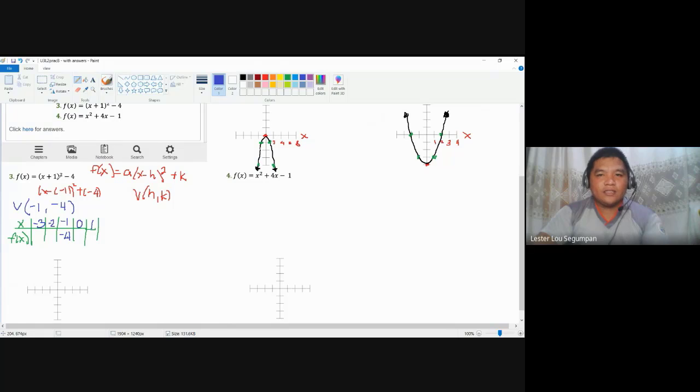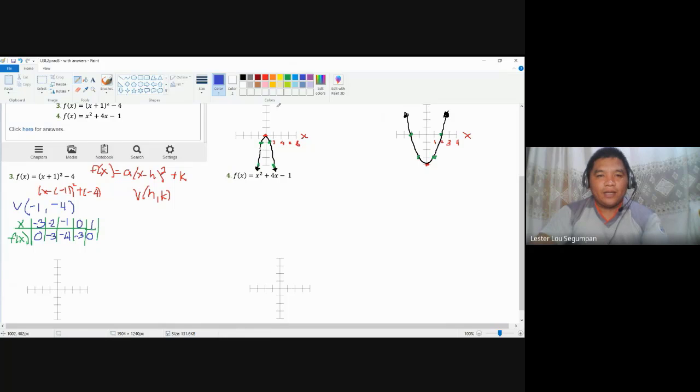0 plus 1 is 1. Square of it is 1, minus 4, so you have negative 3. Okay. Next would be 1. 1 plus 1 is 2. The square of it is 4. Minus 4, you will have here 0. For the other side, negative 2 plus 1 is negative 1. The square of it is positive 1. Minus 4, you have negative 3. And then negative 3 plus 1 is negative 2. The square of it is 4. Minus 4, you will have here 0.